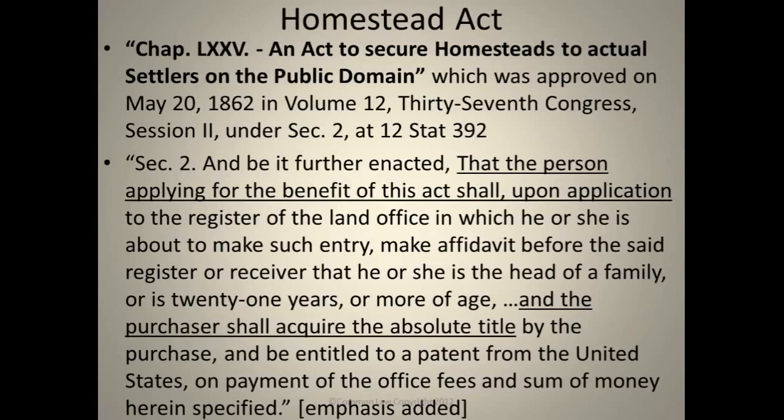And then there's the Homestead Act. This is an act to secure homesteads. People always ask me about the homesteads. To actual settlers in the public domain. Okay, this is 1862. And Section 2, it says that the person applying for the benefit, okay, so they're converting a right into a privilege, and it's for U.S. citizens again.